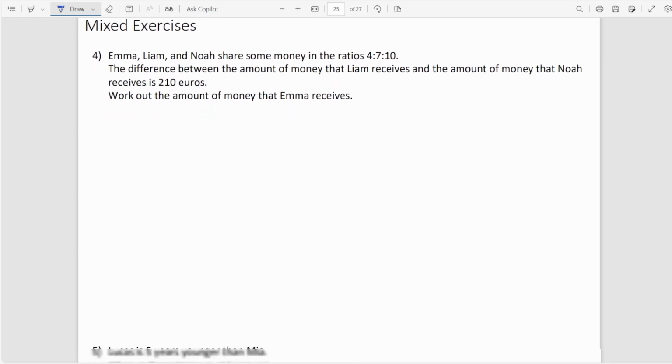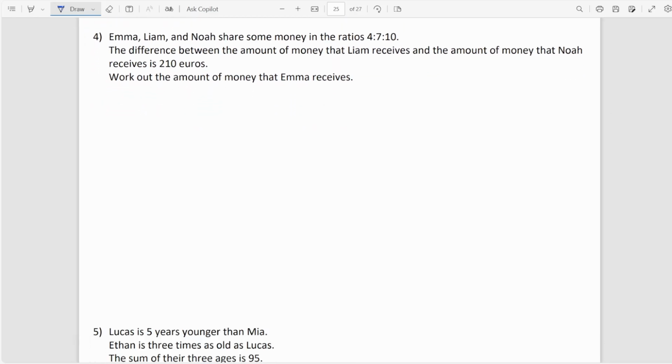All right, question 4. Emma, Liam, and Noah share some money in the ratio 4, 7, and 10. The difference between the amount of money that Liam receives and the amount of money that Noah receives is 210 euros. Work out the amount that Emma receives. All right, so I'm going to start by writing my ratio. We have Emma, Liam, and Noah. And Emma, 4, 7, and 10.